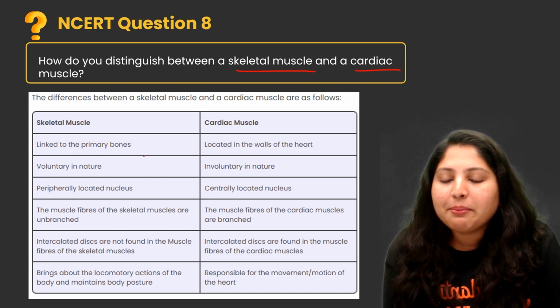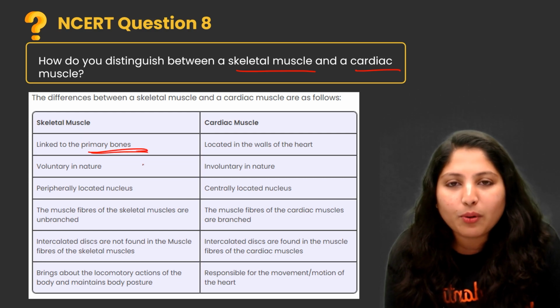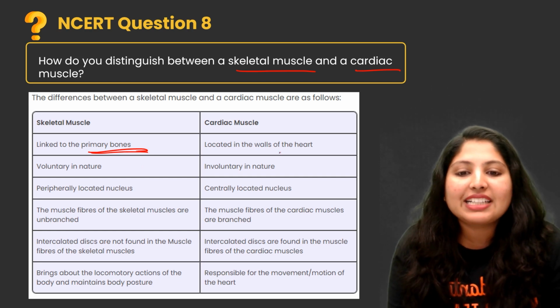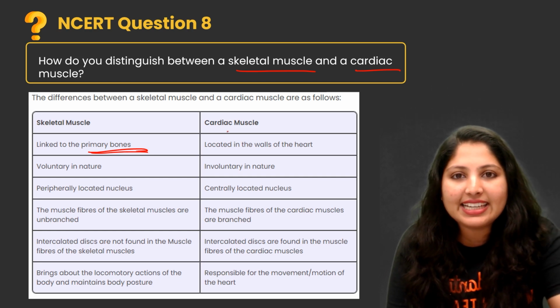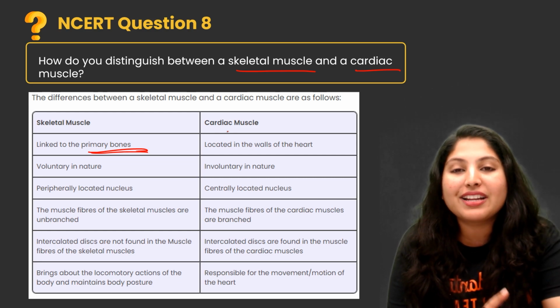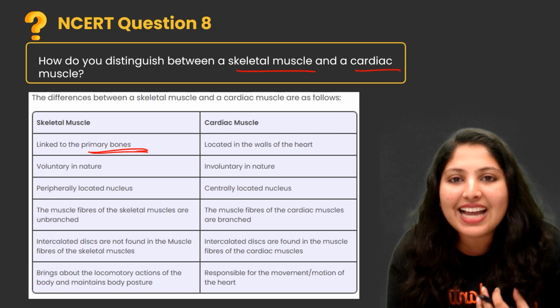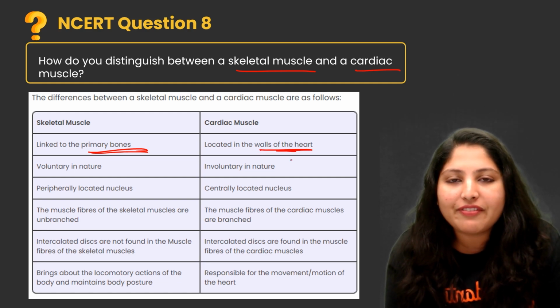Skeletal muscle is linked to the primary bone. Okay, so it is directly attached to the bone. But cardiac muscle is not present in the skeletal system. It is present in the heart. Okay, so cardiac muscle is present on the wall of the heart.